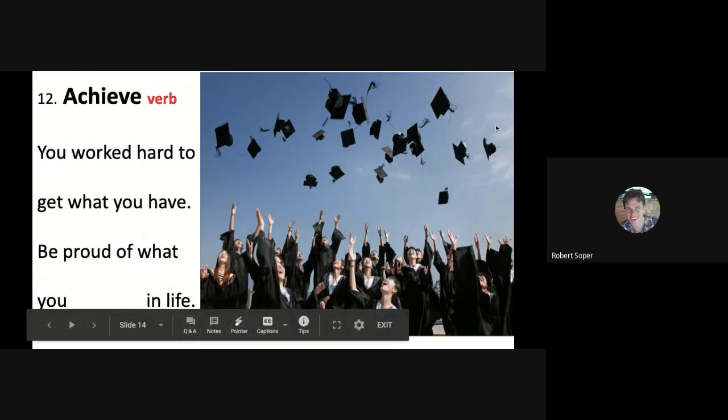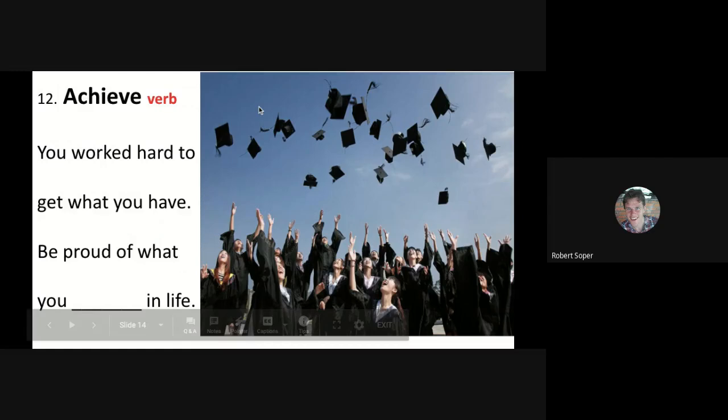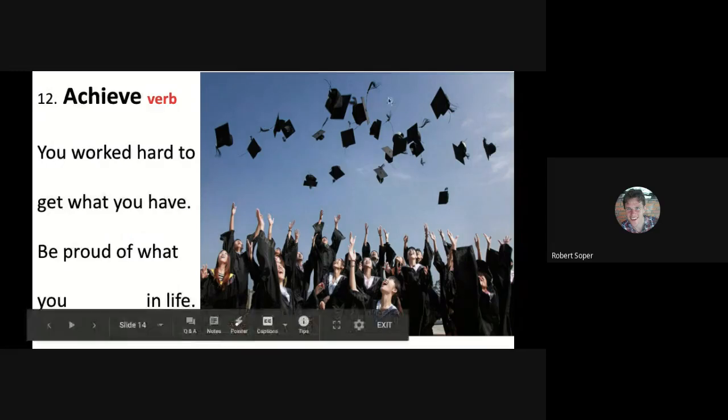Well, they are graduating. They're throwing their hats up in the sky to celebrate their graduation. That basically means they finished college, they finished university. So what they accomplished or attained was their degree. They reached the end of their university course. So they achieved their degree. That's what they were working hard to attain. And we could consider their graduation or getting their degree an achievement.